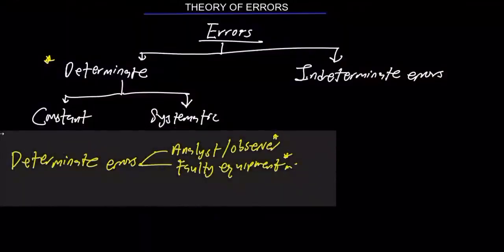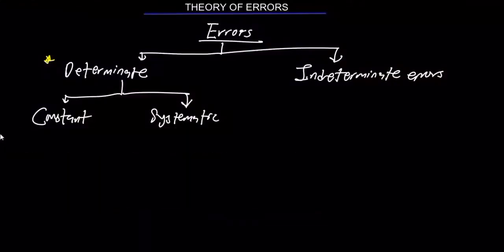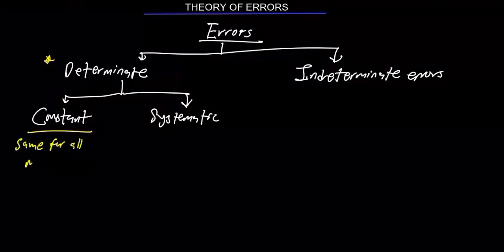Let's go to the types of errors first. Let me explain these two. When you hear the word constant error, what is constant error? The meaning of constant is when something does not change. Constant errors are the same for all measurements. They don't vary. They are the same for all measurements. It does not change at all.